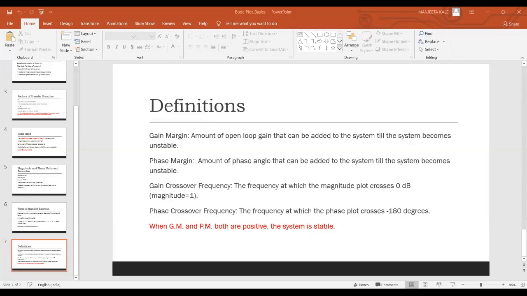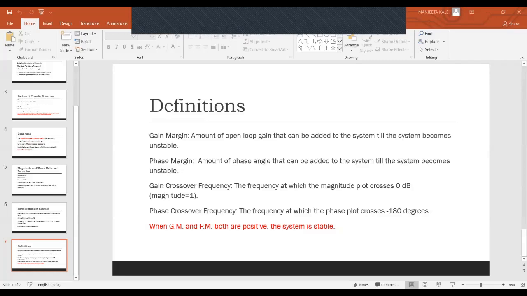Now when both gain margin and phase margin are positive, then the system is stable. Even if one of these two is negative, the system is unstable. Okay, so this is the relationship between gain margin, phase margin, and stability of the system. Now let me explain exactly what we mean by gain margin and how we can relate it to the concepts that we have already learned.